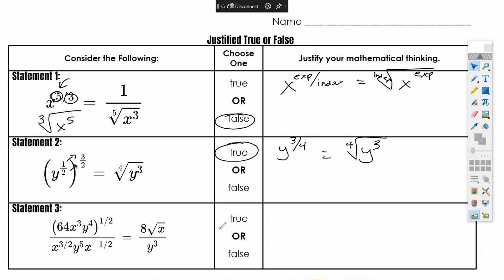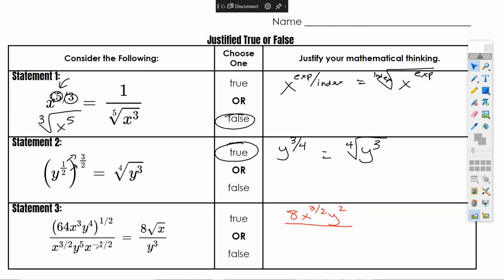Now, the last one looks really crazy, right? Now, we do have a power raised to a power. So what we're going to do first is get rid of this 1/2. So what's 64 raised to the 1/2 power? No, not divide. We take the square root. So that's going to be 8. Now, x to the 3rd raised to the 1/2 power, that means we're going to multiply, right? That's going to be x to the 3/2. On the next one, we have y to the 4th raised to the 1/2. That's going to be y to the 2nd.